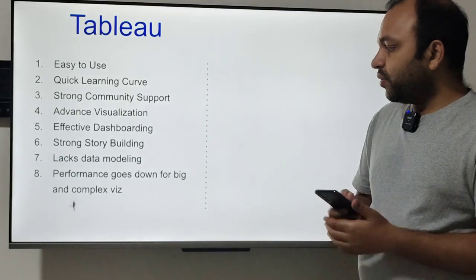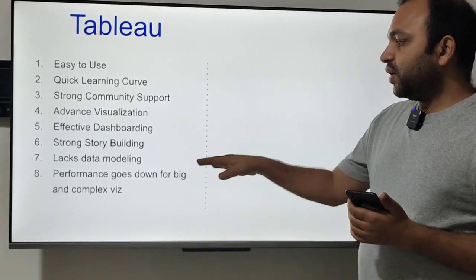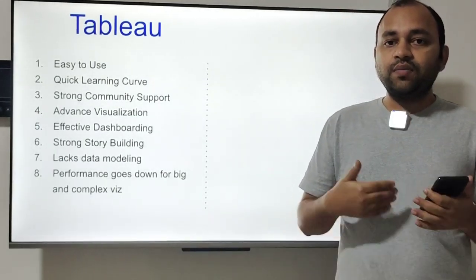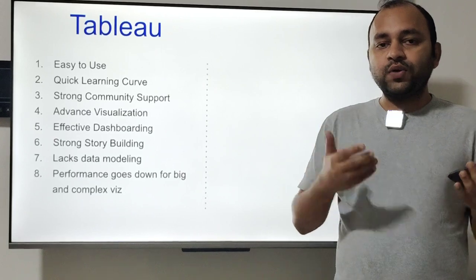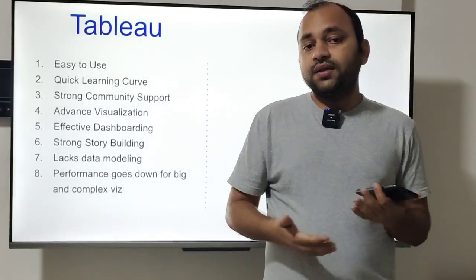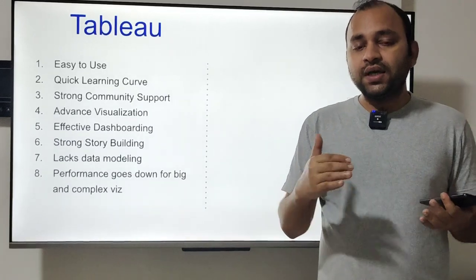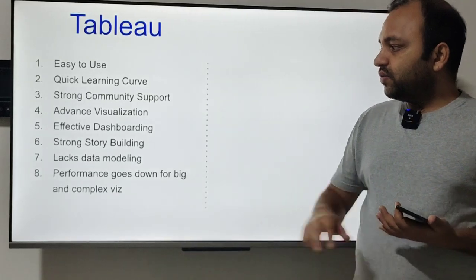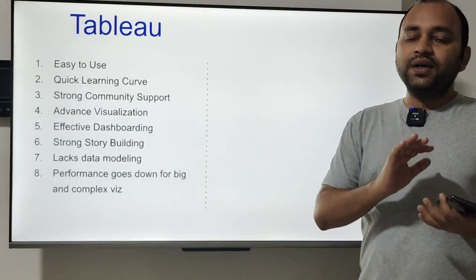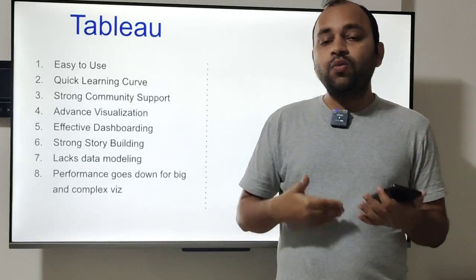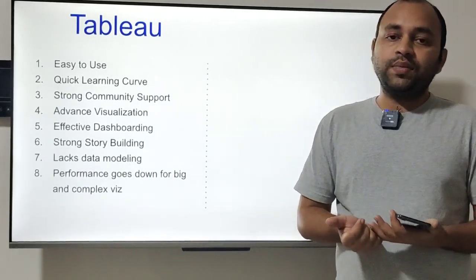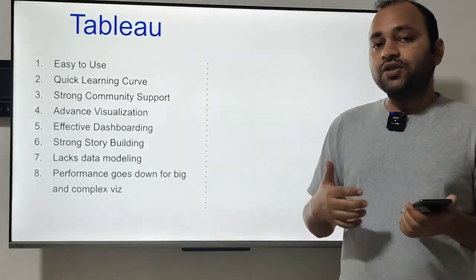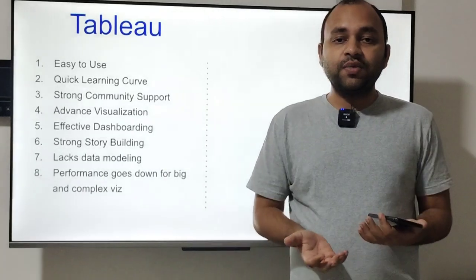Next is the performance. Whenever the performance goes down for big and complex viz, this is what I personally felt: whenever my visualization is becoming big or I'm using complex logic, that's where I see performance is being hit and it is going down. Because of those two things, I found that it lacks somewhere, and a more stable desktop platform is what is needed, so that it can handle large and complex visualization, because data is becoming huge day by day.